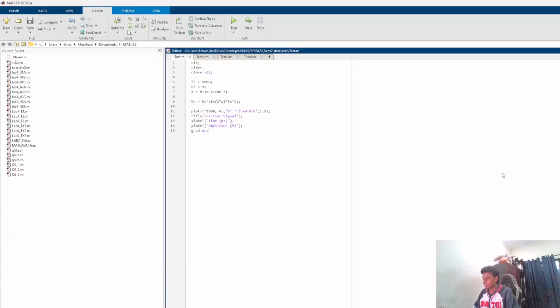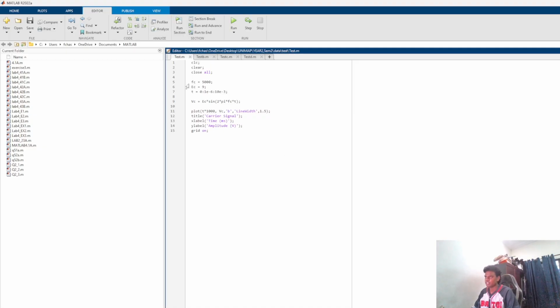In this lab test, I will demonstrate the generation of a carrier signal, a modulating signal, and an amplitude modulated AM signal using MATLAB. The given parameters are carrier frequency FC, 5 kilohertz, carrier amplitude EC, 9, modulating frequency FM, 500 hertz, and modulating amplitude EM, 4.5.